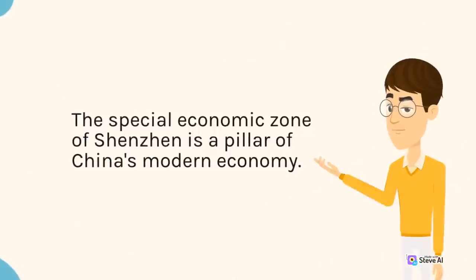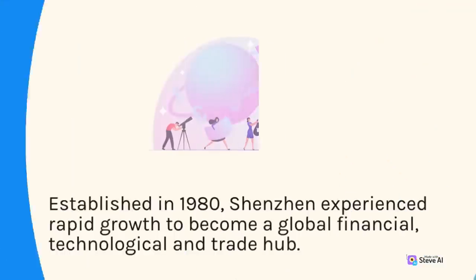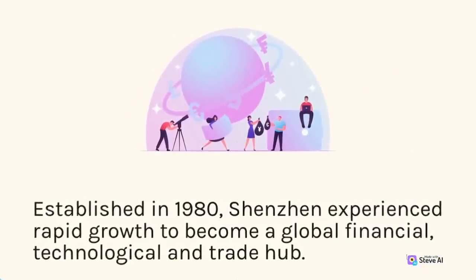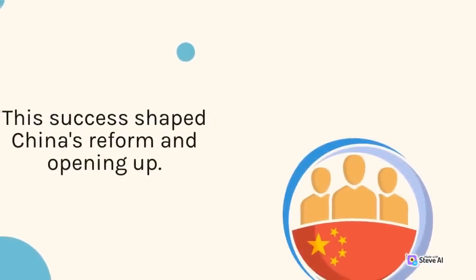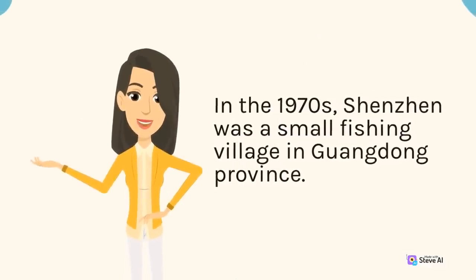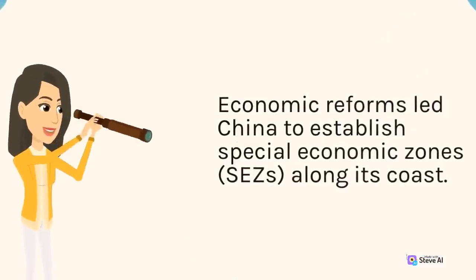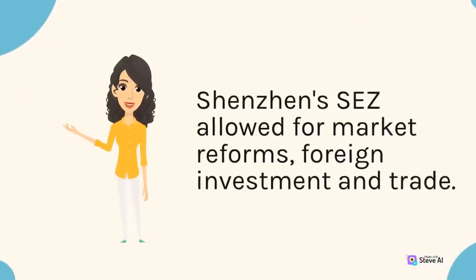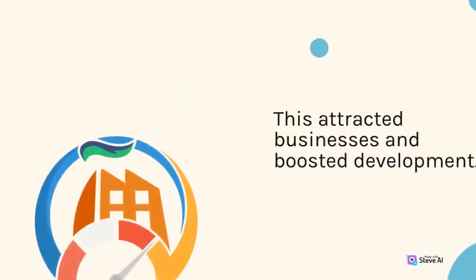The Special Economic Zone of Shenzhen is a pillar of China's modern economy. Established in 1980, Shenzhen experienced rapid growth to become a global financial, technological, and trade hub. This success shaped China's reform and opening up. In the 1970s, Shenzhen was a small fishing village in Guangdong province. Economic reforms led China to establish special economic zones, SEZ, along its coast. Shenzhen SEZ allowed for market reforms, foreign investment, and trade. This attracted businesses and boosted development.